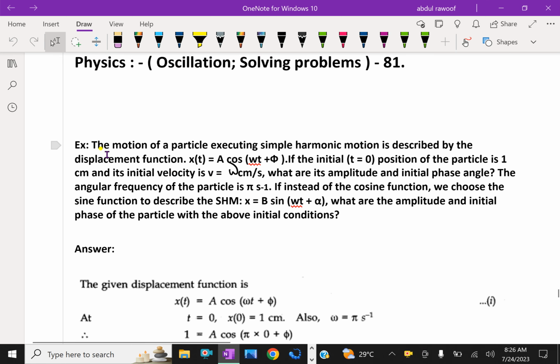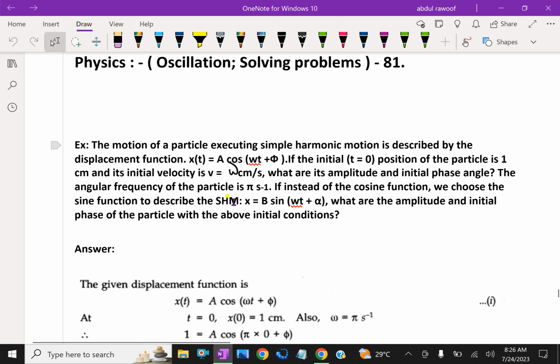Look at this example. The motion of a particle executing simple harmonic motion is described by the displacement function x_t = A cos(ωt + φ). If the initial position of the particle, that is at time t = 0, is 1 centimeter and its initial velocity is ω centimeter per second, what are the amplitude and initial phase angle?